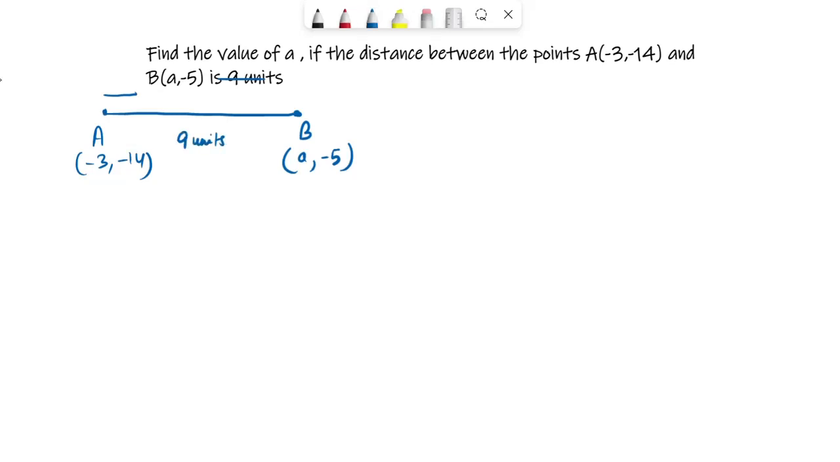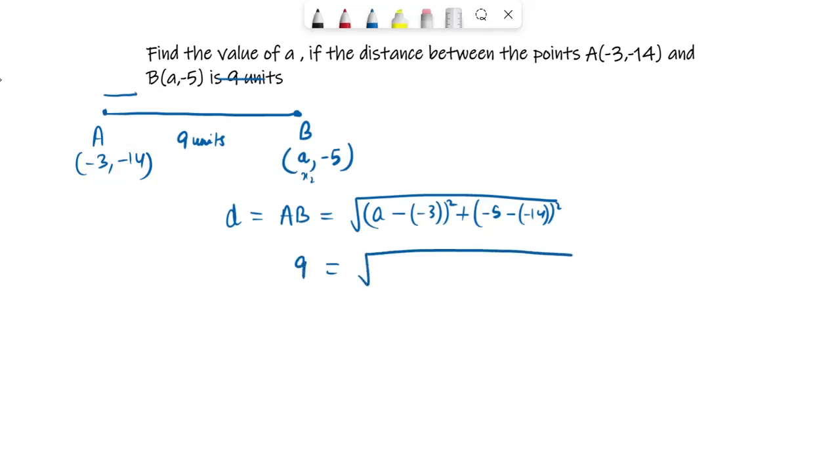That means D is given. If D is given, we can write the distance formula, which is the square root of (x2 minus x1) whole square plus (y2 minus y1) whole square. So you can see x2 here is a, minus minus 3, whole square. Then the second one is minus 5 minus minus 14 whole square. Now you can see the distance is already given, so you can substitute 9. The root will be as it is.